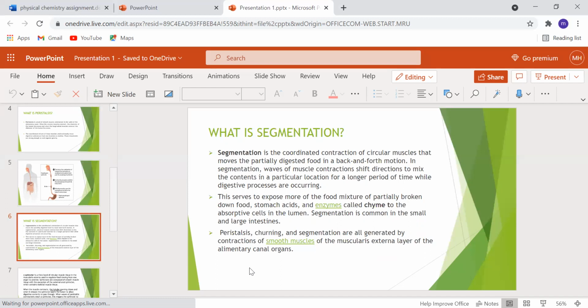This serves to expose more of the food mixture of partially broken down food, stomach acids, and enzymes called chyme to the absorptive cells in the lumen, which is in small intestine. Segmentation is common in the small and large intestines. Peristalsis, churning, and segmentation are generated by contraction of smooth muscles of the muscularis external layer of the alimentary canal organs.